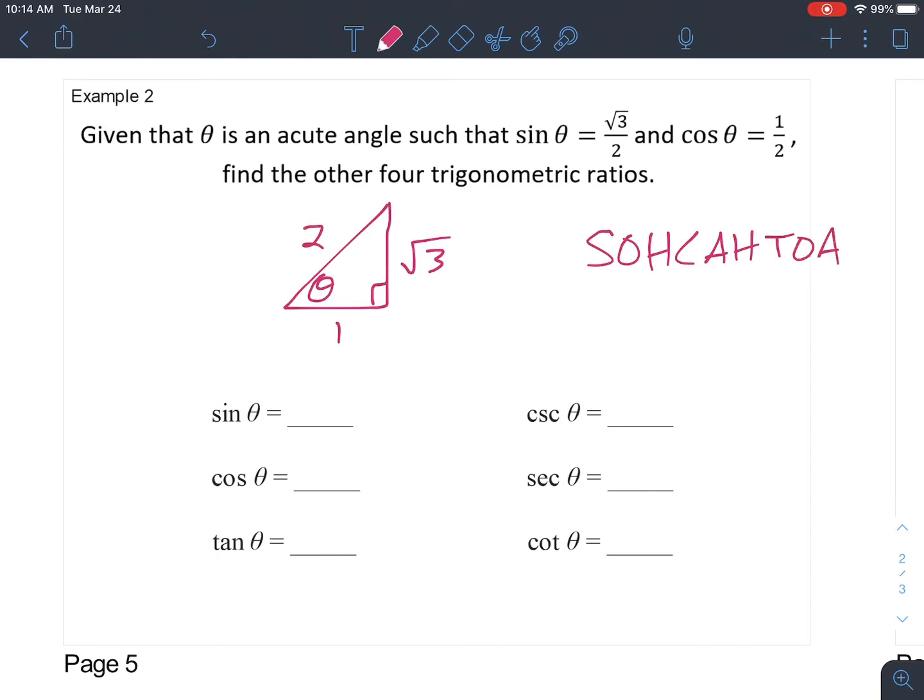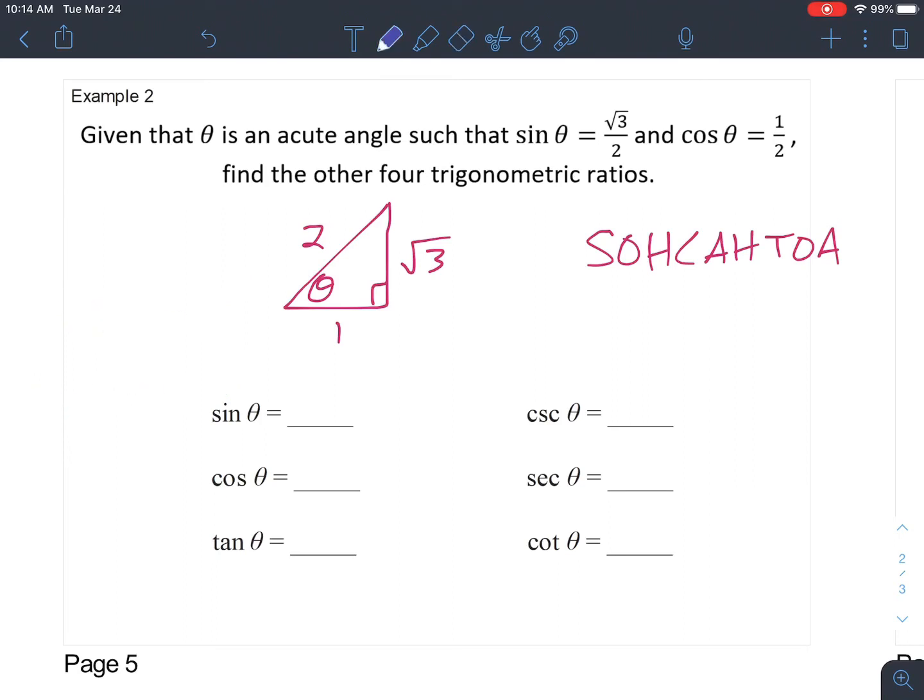I'm just going to fill in the rest of SOHCAHTOA there. Now, you are not required to check if the Pythagorean theorem works, but again, it's good practice just to make sure that everything is correct before you try to finish solving it. We're going to get 1 plus 3 equals 4, and we can already tell that's going to work. So yes, we did set up our triangle correctly.